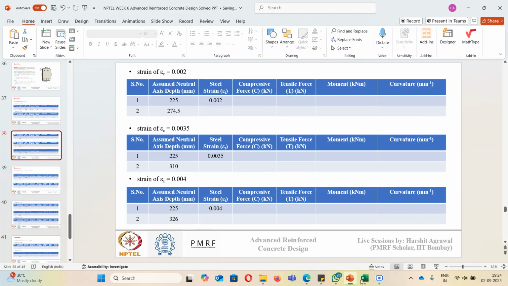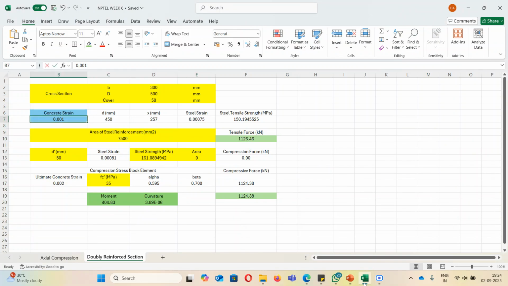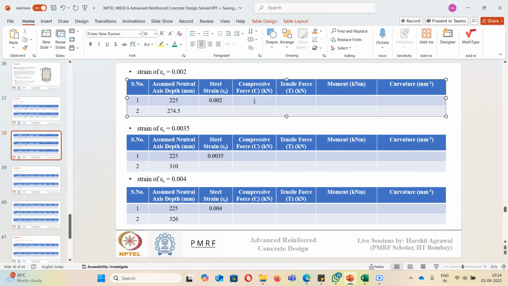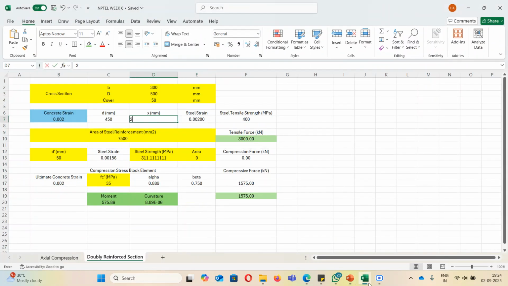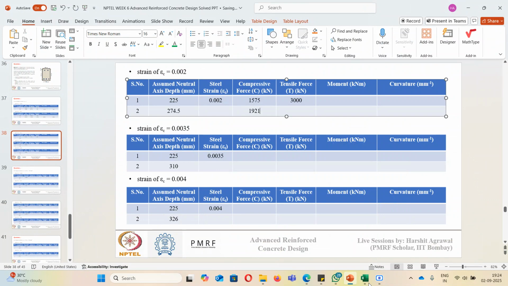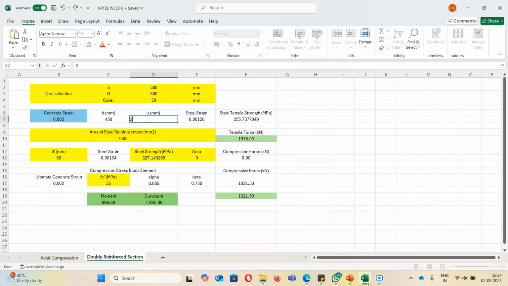Okay. Similarly, now for strain value of 0.002 at 225, compression force is 1575, tension force is 3000. I need to increase the value of x. So I will increase the value of x to 274.5. So at 274.5, compression force is 1921.5, tension force 1918.03. You can further refine this. If you want, you can just change the value of x further. So you can set it at 275.